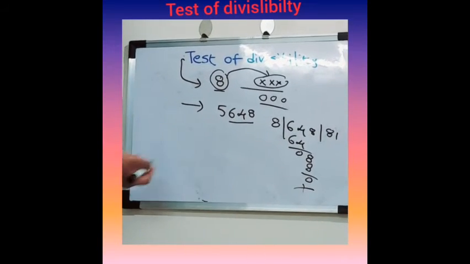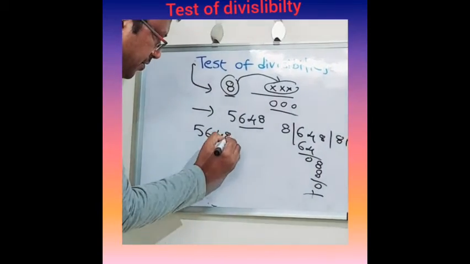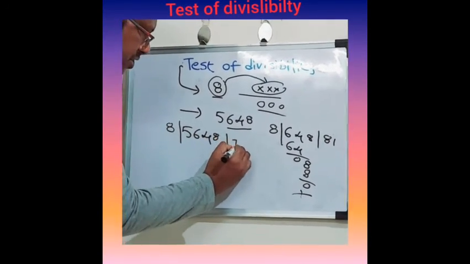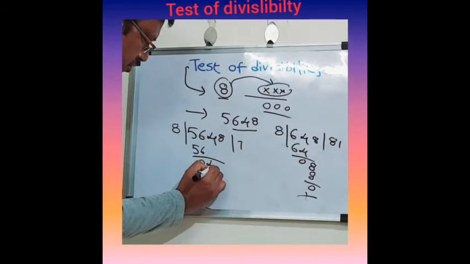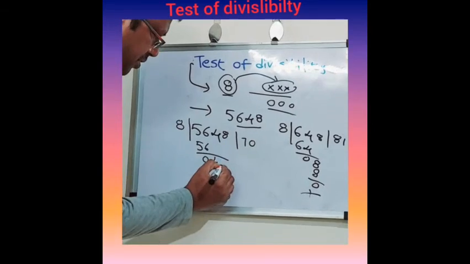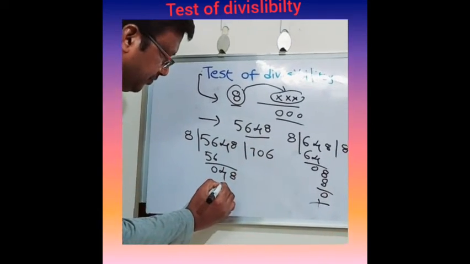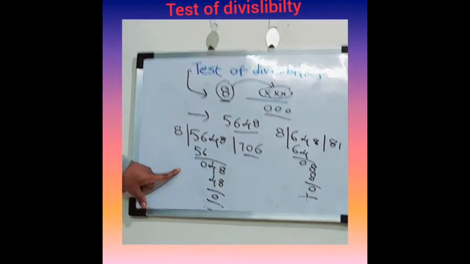We'll see whether it is really divisible by 8 or not. 5648. 8 7s are 56, 0. Then 48. 8 6s are 48. So this number is divisible by 8 perfectly.